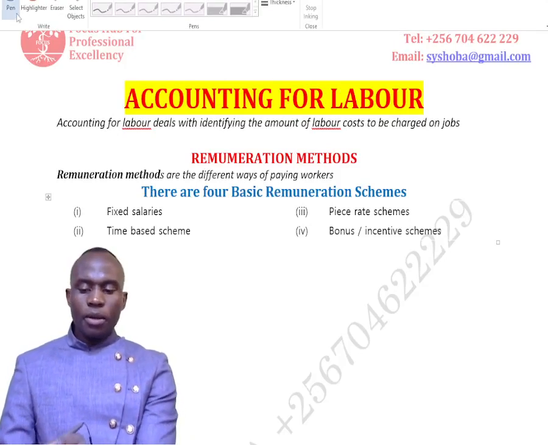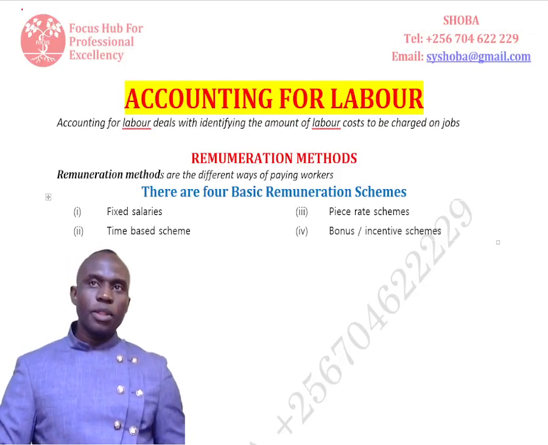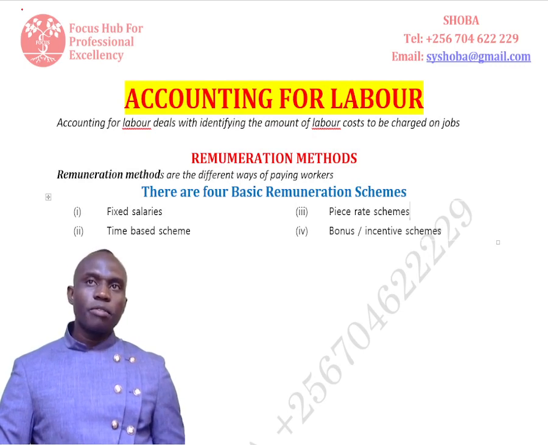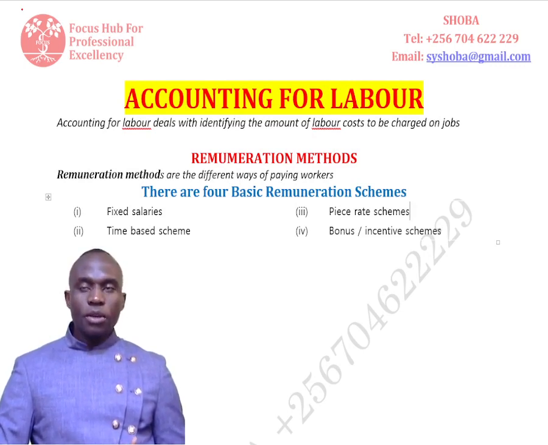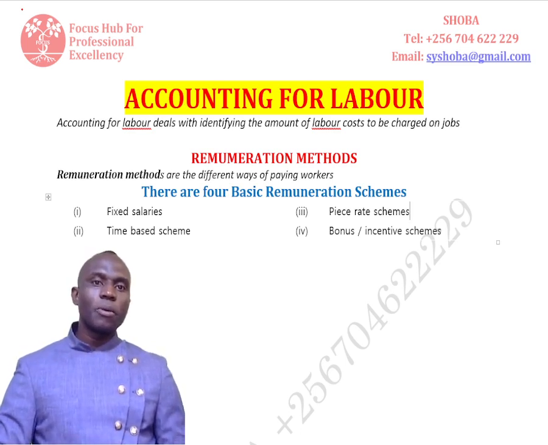Accounting for labor. Now, accounting for labor deals with identifying the amount of labor costs to be charged or to be paid on jobs. We are going to start by looking at the remuneration methods. Now, remuneration methods, these are the different ways of paying workers. And there are 4 different ways of paying workers.